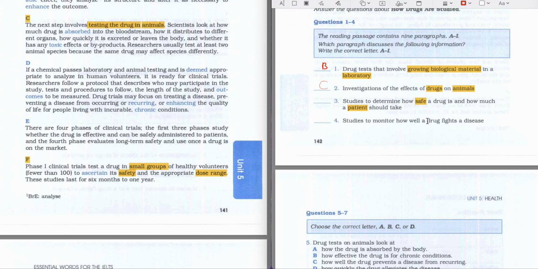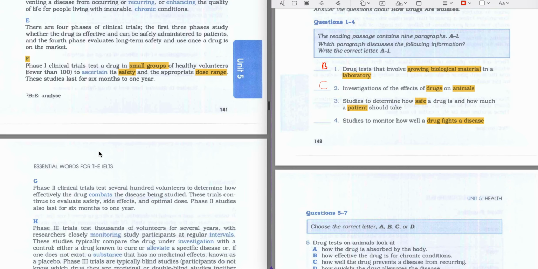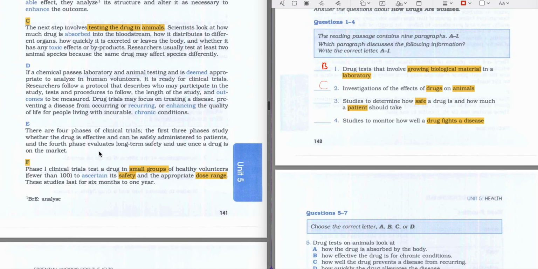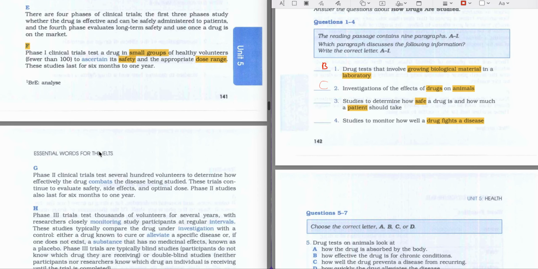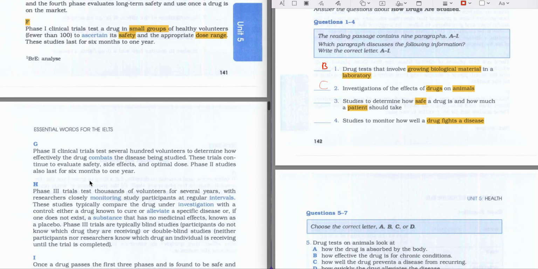How well a drug fights a disease. They were trying to find out how a drug fights a disease. So let's scan further, and on the following paragraph, here they were saying about information about disease.